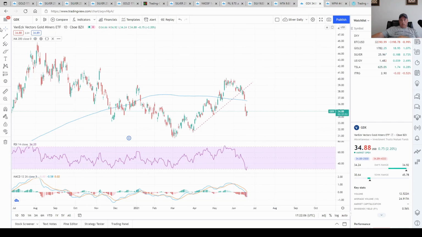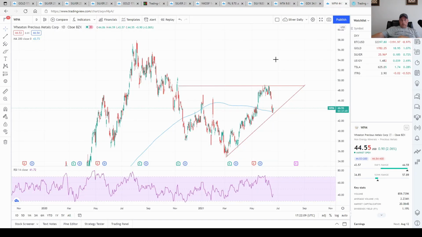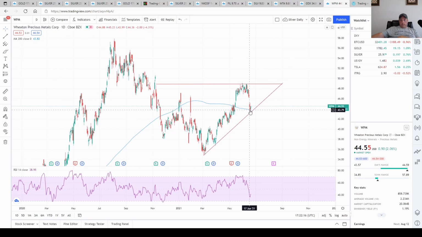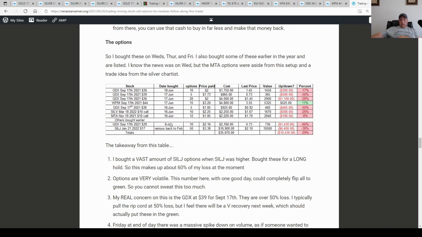So that was one of the reasons I bought into the GDX. Same thing you can see with wheat and precious metals. You got a trend line coming up here. It looks like an ascending triangle. And this was just about bouncing off the 200-day moving average, but look at that lower RSI. So all these things put together, I have my trading positions here.